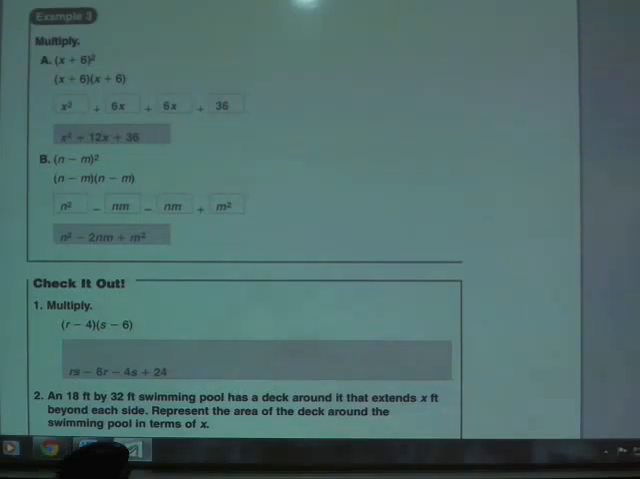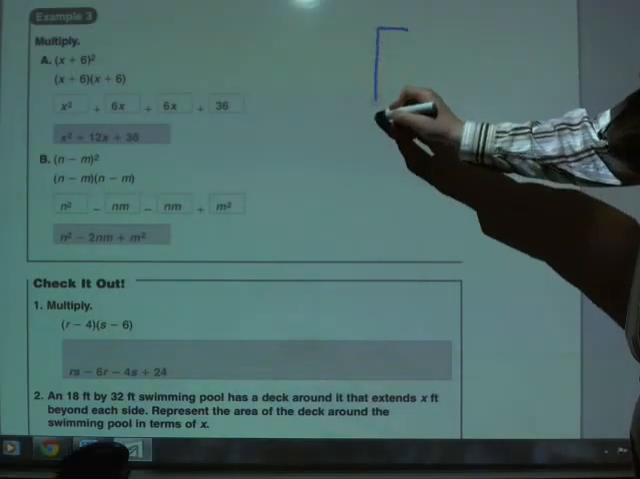So, let's do that here in 3a. X plus 6 is being squared. Well, that's really the same thing as x plus 6 times x plus 6. So I want to go ahead and FOIL x plus 6 times x plus 6. So I'm going to go ahead and make myself a little table to do this here.